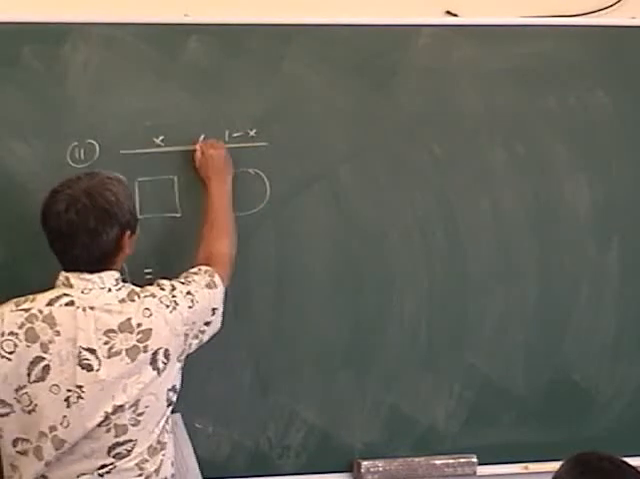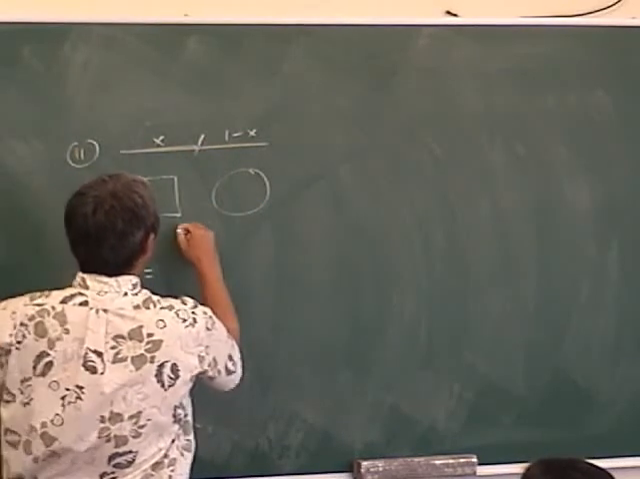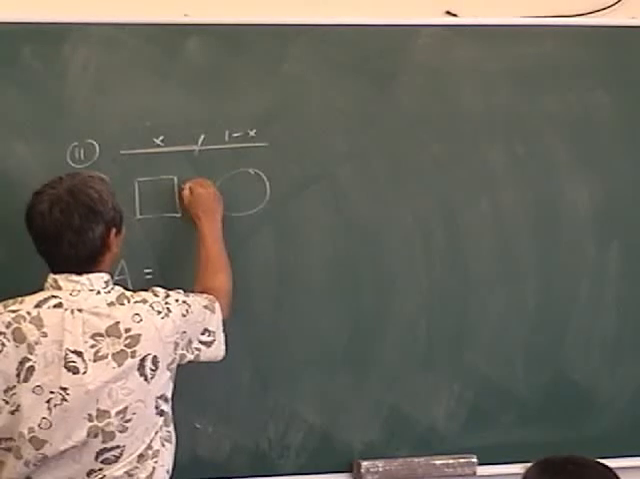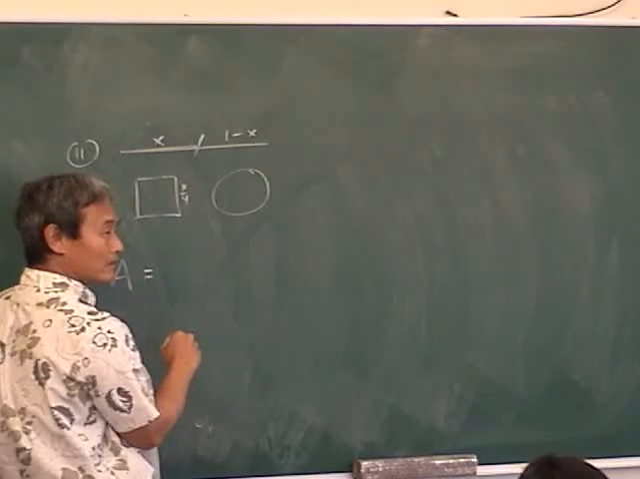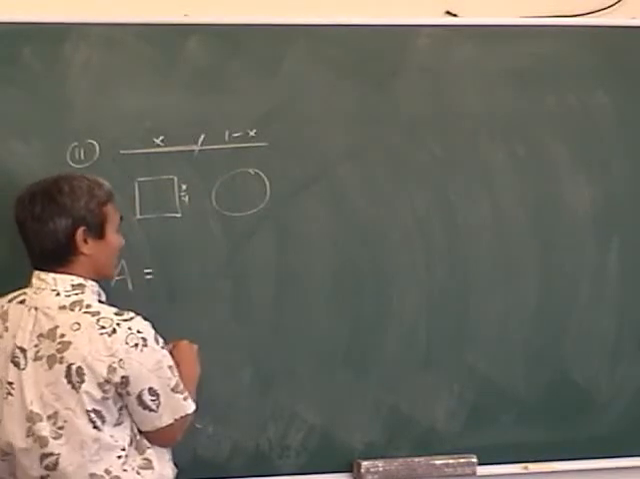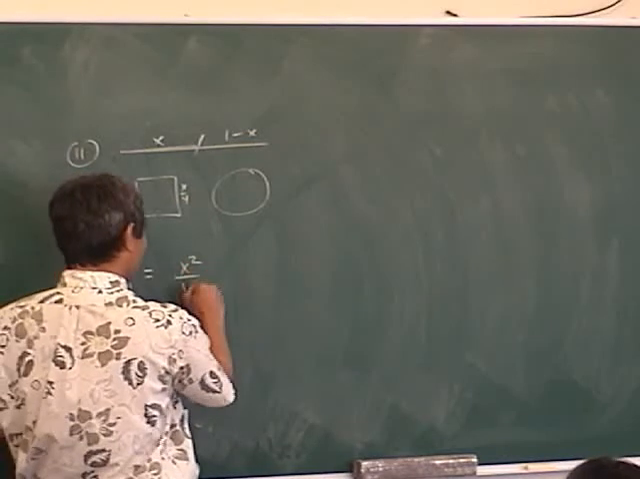Now if x represents the length of wire making the square, then wouldn't this be x over 4? So therefore, what's the area of the square? x squared over 16.